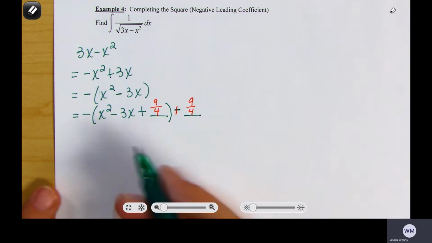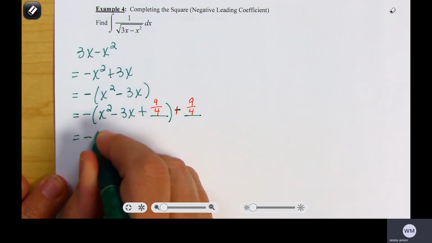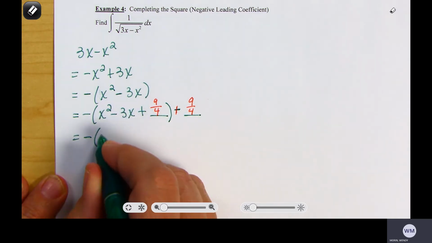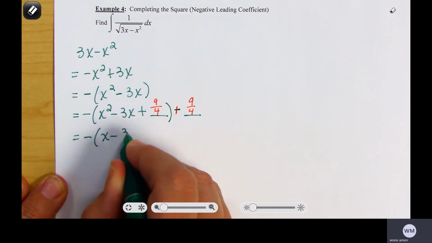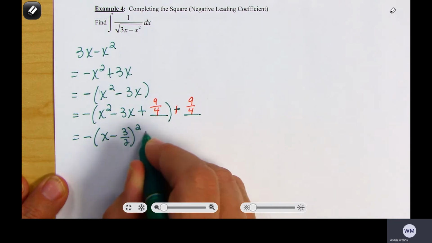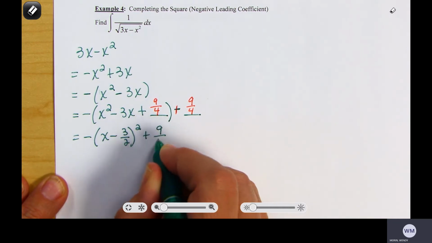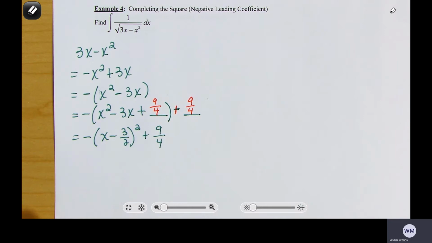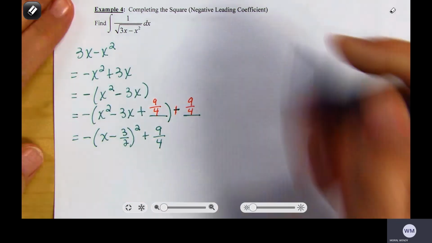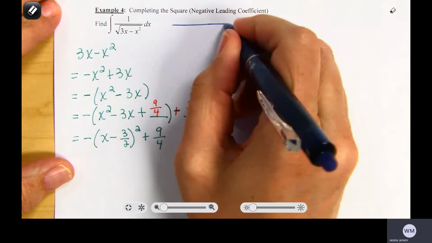Remember that? So that gives me, this is my PST, so that's x minus 3 over 2, the quantity squared, plus 9/4. So that's just the review of completing the square. Now that we've completed the square on this, let's rewrite the problem. Okay.